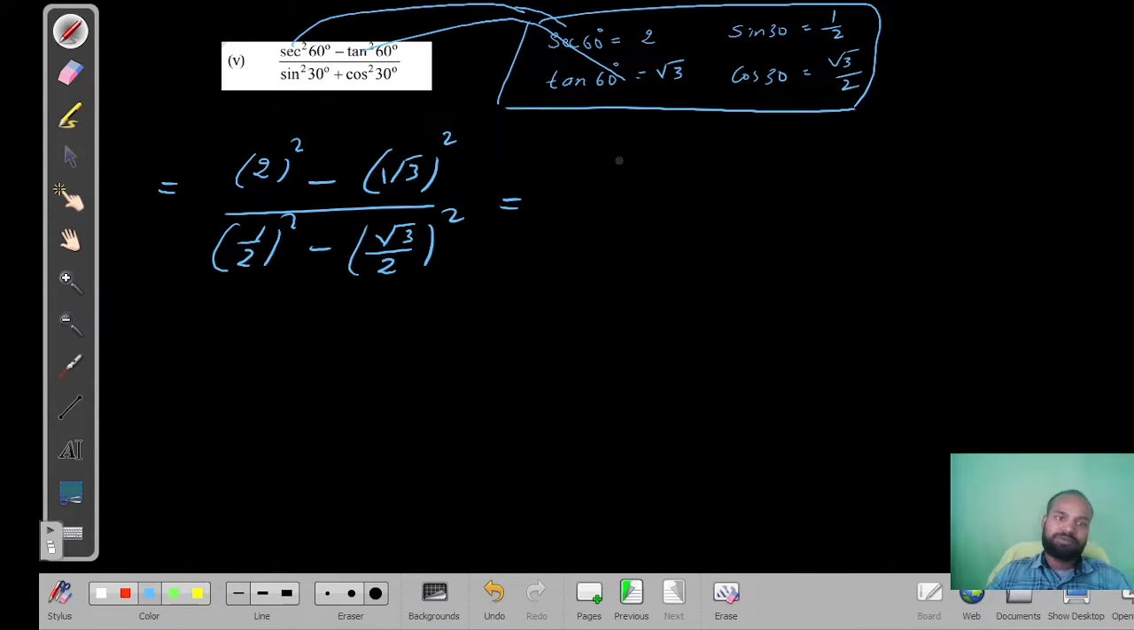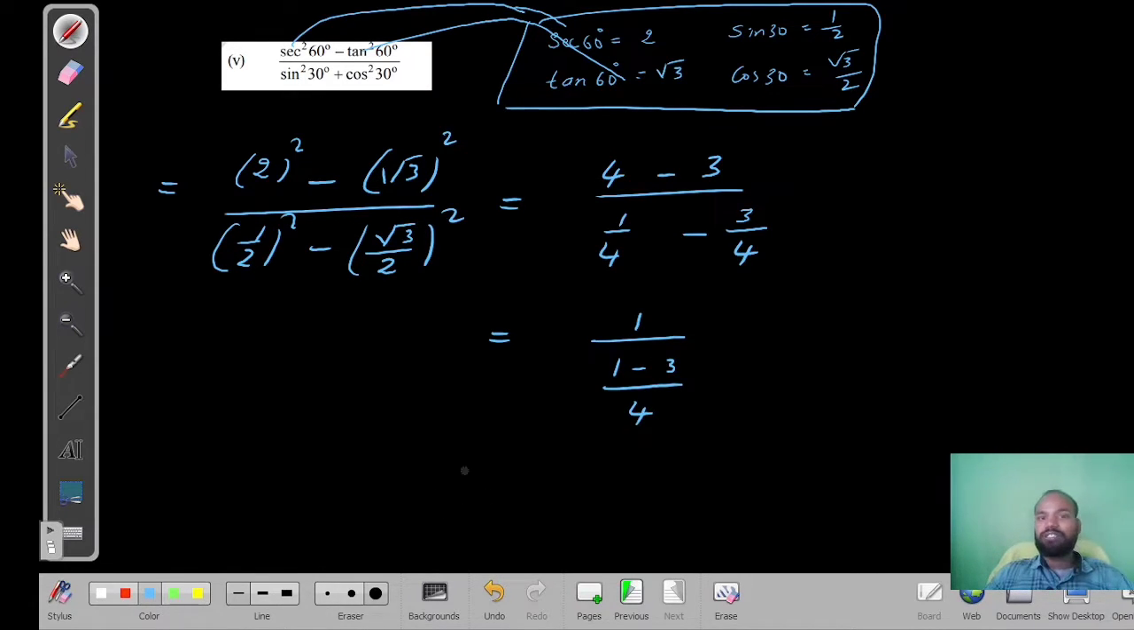Okay, right. 2 square is 4 minus root 3 whole square is 3, by 1 by 2 whole square means 1 by 4 minus root 3 by 2 whole square, in the sense 3 by 4. Yes or no? Yeah. So now just simplify this. 4 minus 3 is 1 by, here 1 minus 3 by 4. Yes or no? Yes. Why? Because here the denominator is the same, right? So then 1 by minus 2 by 4. 2 ones are 2, 2 twos are 4.